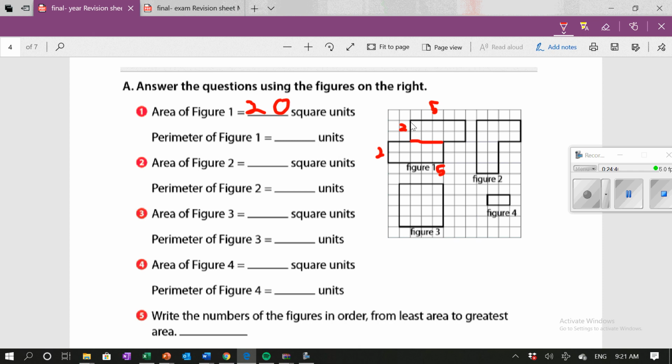What about the perimeter? The perimeter is starting at a point and counting. 1, 2, 3, 4, 5, 6, 7, 8, 9, 10, 11, 12, 13, 14, 15, 16, 17, 18, 19, 20, 21, 22.